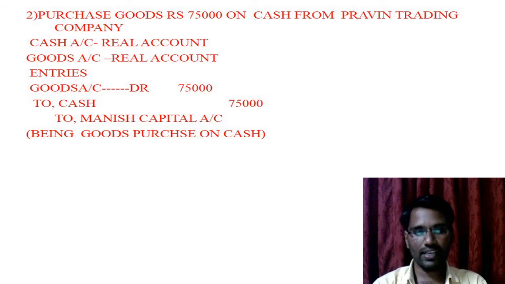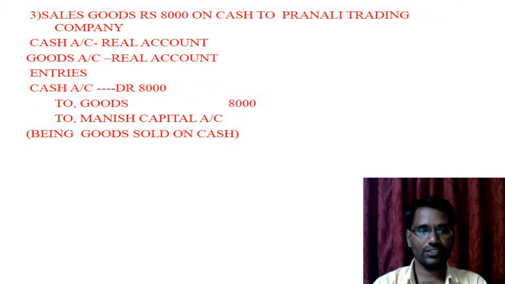And what is the rule of real account? Debit what comes in. Purchase means goods are coming, therefore we treat debit to the goods account, and cash goes out. Cash goes out from your business, therefore we treat credit to the cash account. And finally the journal entry becomes goods account debit 75,000 to cash rupees 75,000, and write the narration of this transaction with the words of being goods purchased on cash.